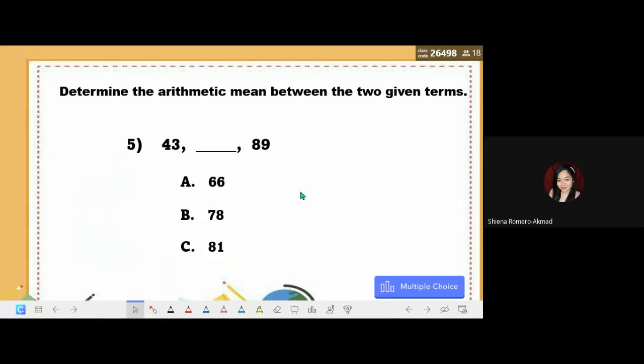So, 43 plus 89 divided by 2. That is, anong sum nila? Wait lang. Mag-post ako ng poll para sa attendance mo. So, habang nandito kayo, announce ko na magpo-post ako ng poll para makasagot kayo agad. Okay?